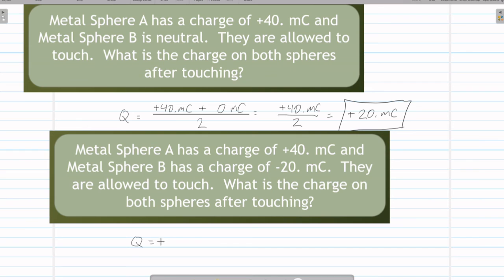So on top, we'll add positive 40 millicoulombs, and it is not necessary to convert to coulombs as long as both charges are millicoulombs. We'll add negative 20 millicoulombs, and on the bottom we will divide by 2. Positive 40 plus negative 20 is going to be positive 20 millicoulombs on top, divided by 2, so both spheres will wind up with a charge of positive 10 millicoulombs, which is the average of positive 40 and negative 20.